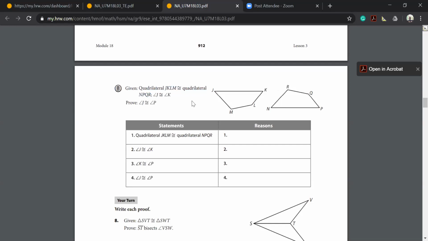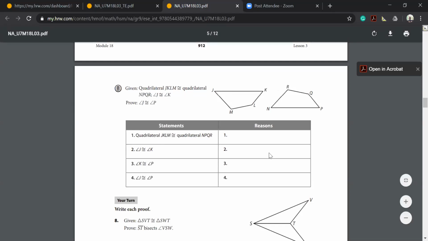As we said, the first thing I should write is our given. I have two givens, take care. Each one of them is going to be written in a statement alone. So first of all, quadrilateral JKLM is congruent to quadrilateral NPQR, the first statement. Why? Because this is given. And then angle J is congruent to angle K. Why? Because this is given.